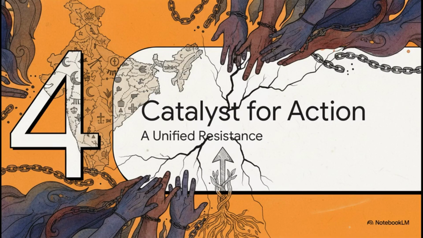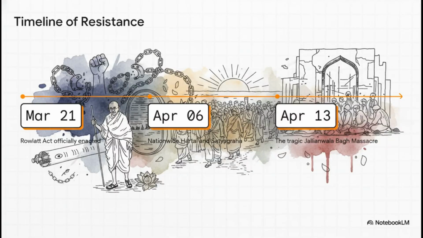Section 4. The catalyst for mass mobilization. But here's the thing, the British miscalculated terribly. Instead of silencing the population, this extreme repression accidentally triggered a massive, explosive chain reaction. The act is enacted on March 21st, and the outrage is immediate. Mahatma Gandhi, who up to this point had actually advocated for moderate reform, views this as a black law. He initiates a nationwide Hartal, a general strike, on April 6th, based on Satyagraha, or nonviolent resistance. This was the very first attempt at an all-India protest.